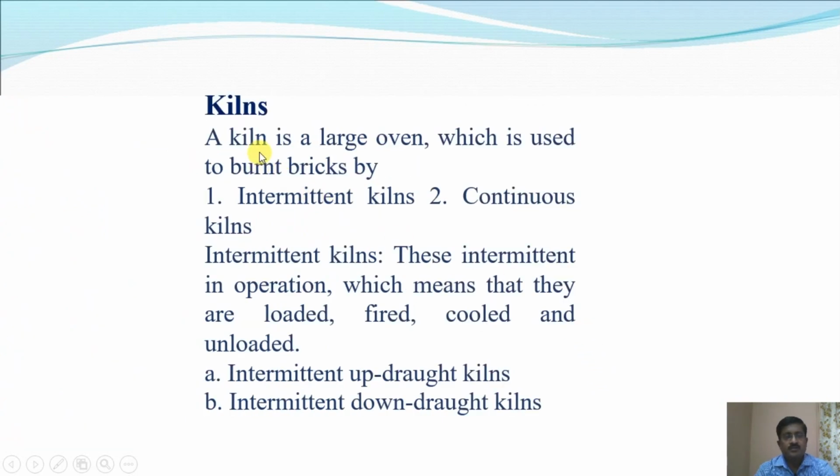Now kilns: a kiln is a large oven which is used to burn the bricks, either intermittent kilns or continuous kilns. Intermittent kilns operate intermittently, which means they are loaded, fired, cooled and unloaded. Intermittent updraft kilns and intermittent downdraft kilns are the various types.